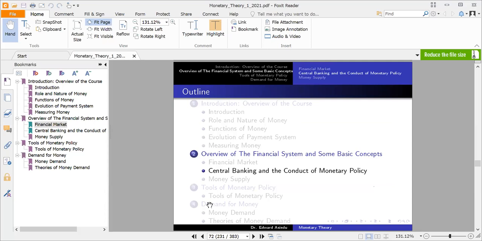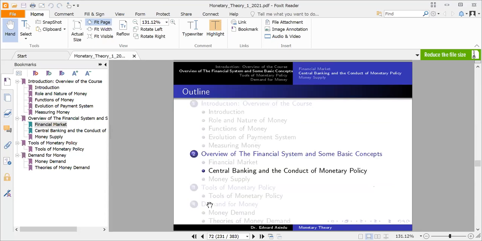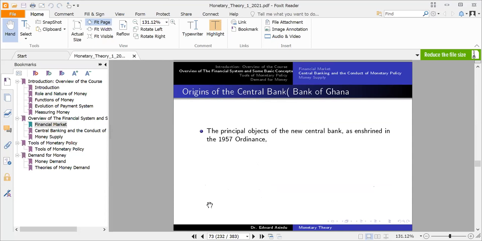Central banking and the conduct of monetary policy. Okay. I'll first give a quick background to the central bank as we have it in Ghana, and then go into the money supply dynamics. Origin of the central bank.